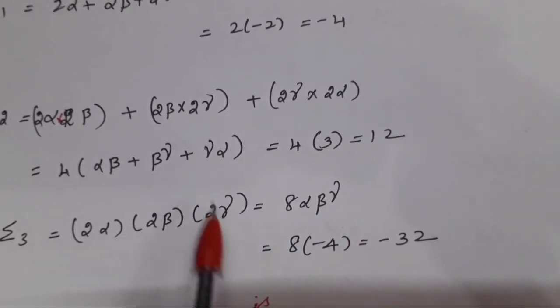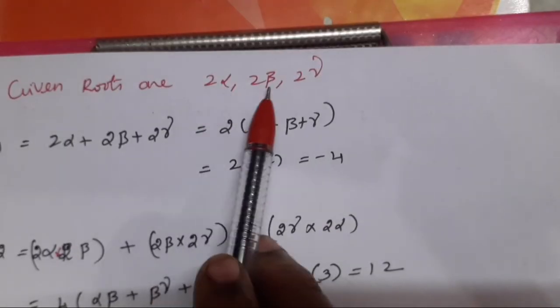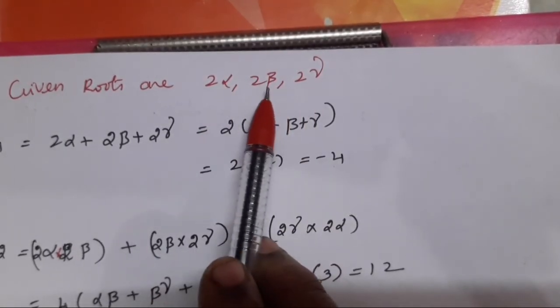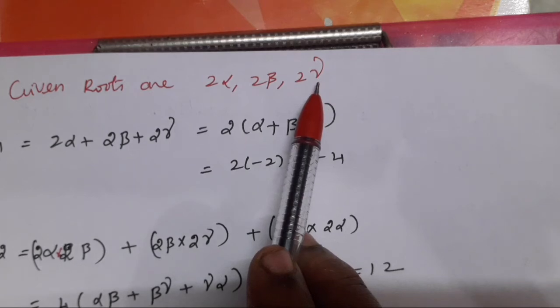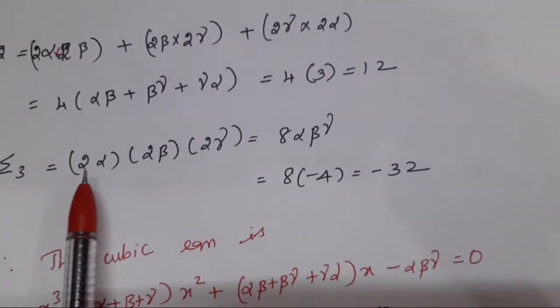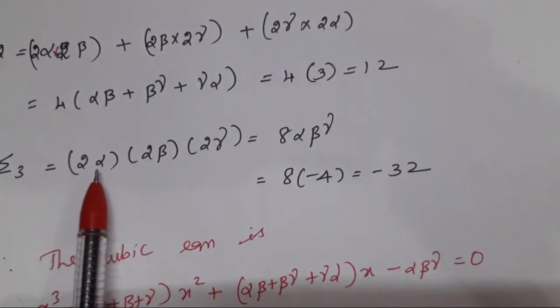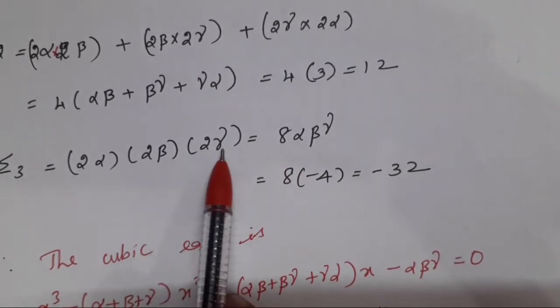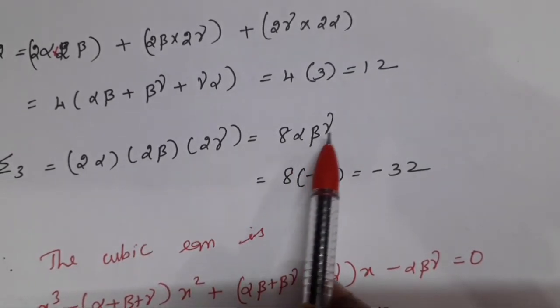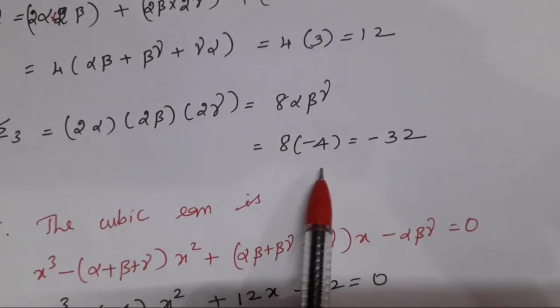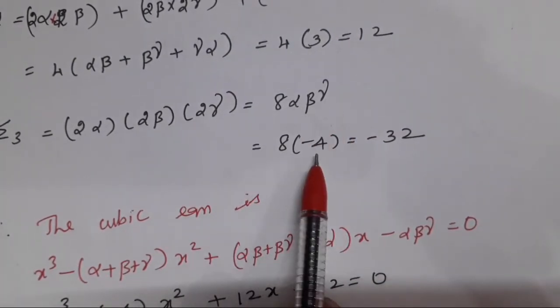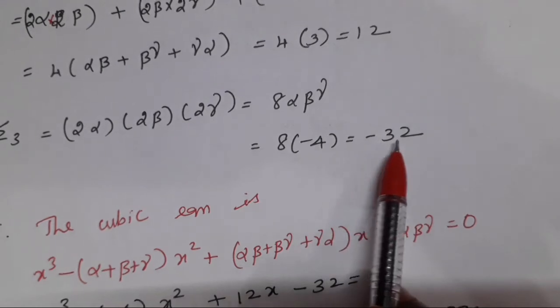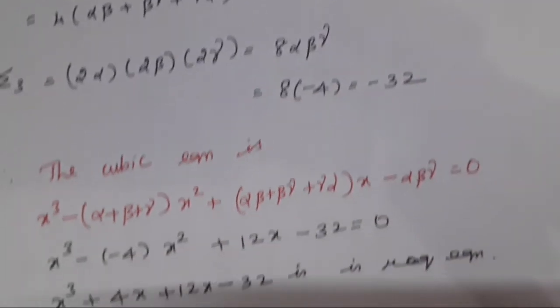Again, the summation of 3 is alpha beta gamma. What is the value here? 2 alpha, 2 beta, 2 gamma. Instead of alpha, 2 alpha. Instead of beta, 2 beta. Instead of gamma, 2 gamma. So the summation of 3 is nothing but 2 alpha into 2 beta into 2 gamma. 2 2s are 4, 4 2s are 8. 8 into alpha beta gamma. 8 into what? Minus 4. The alpha beta gamma value we already found is minus 4. 8 4s are minus 32.